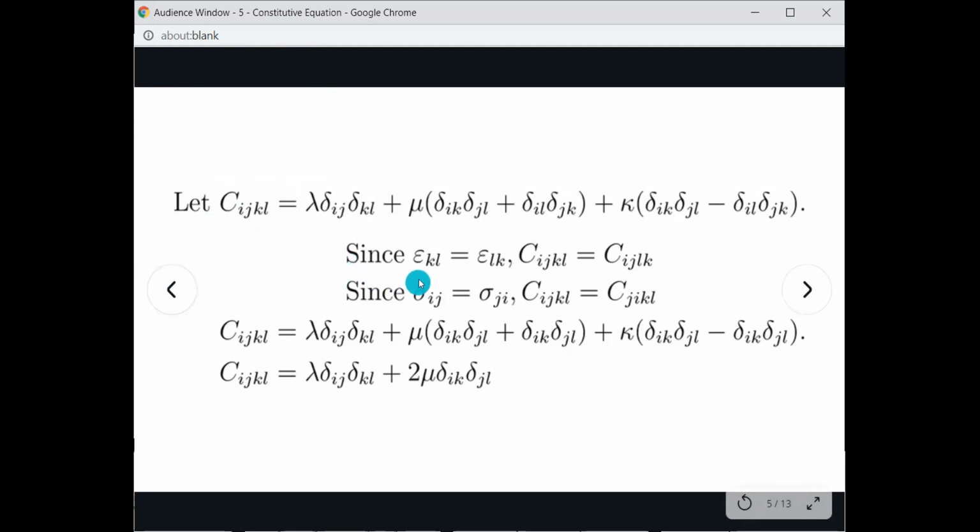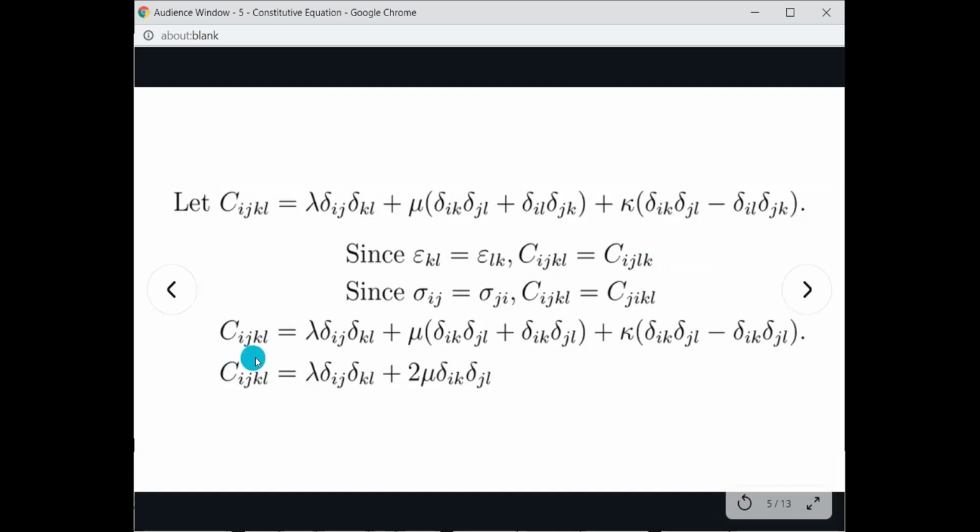Okay. Since the strain tensor is symmetric, we still have discussed this. C_ijkl is thus C_ijlk. And here, sigma ij, ji. So C_ijkl is equal to C_jikl. Okay. So I just repeated the symmetric assumption on those two tensors.